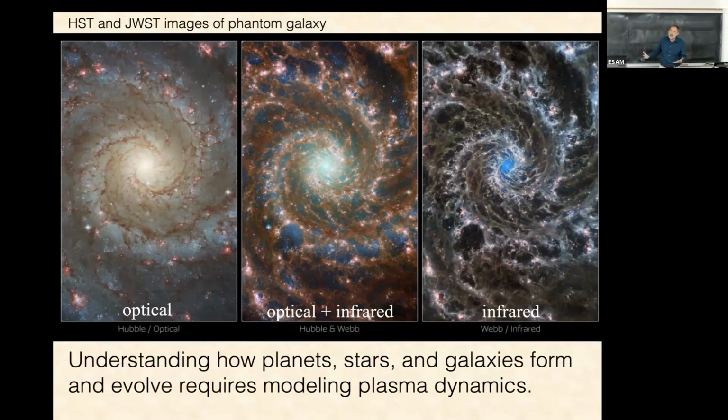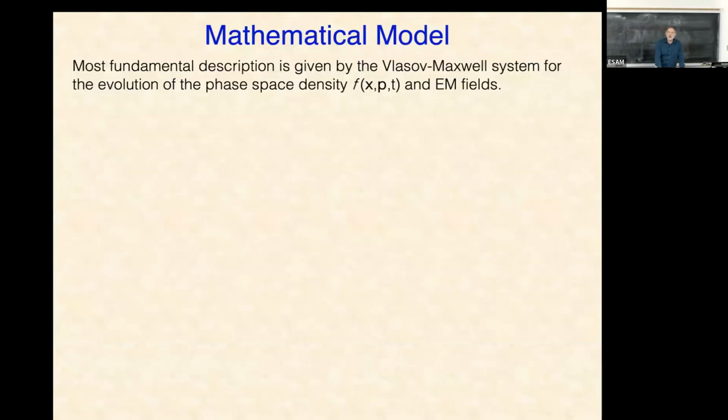And if we really want to understand how stars, how planets, and indeed even how galaxies form, we really have to understand and model the plasma dynamics directly. And that's really the motivating factor. Understanding the visible matter in the universe requires modeling the plasma dynamics. Okay, so how will we do that? What is the mathematical model that's required to treat this?